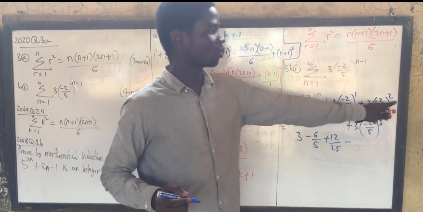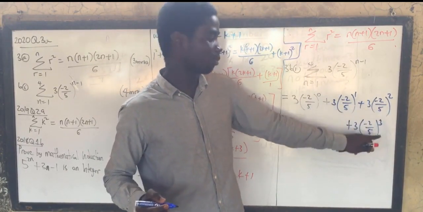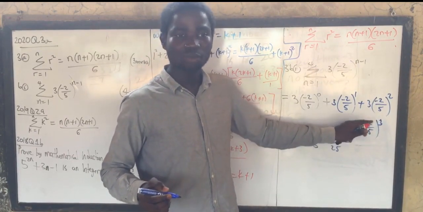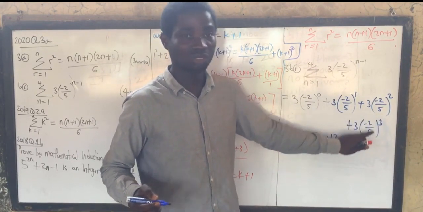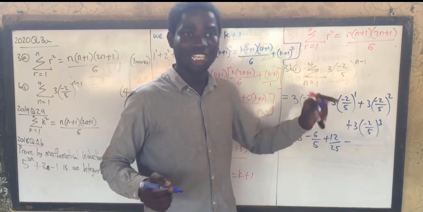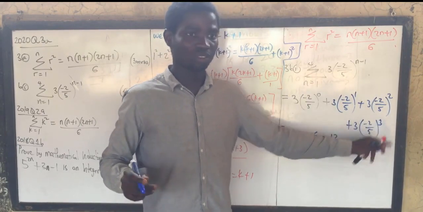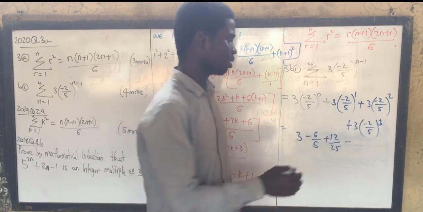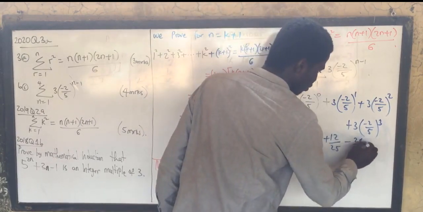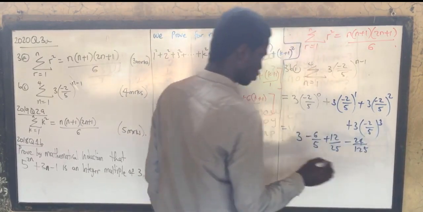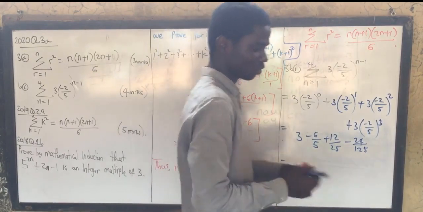Minus, because you know, minus 2 times minus will give me plus. But this is cube now. You can just use a calculator, press the value, and it will give you the answer. Minus 2 over 5 raised to power 3 will give me minus 8 times 3, that is minus 24 all over 125. That is what you are going to have. Then you add all these things together.